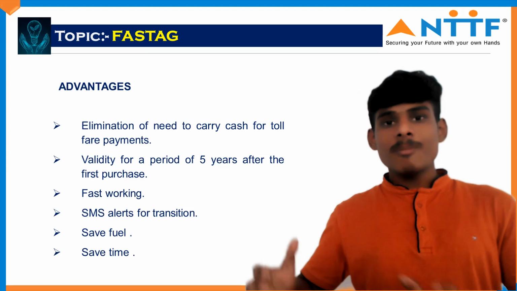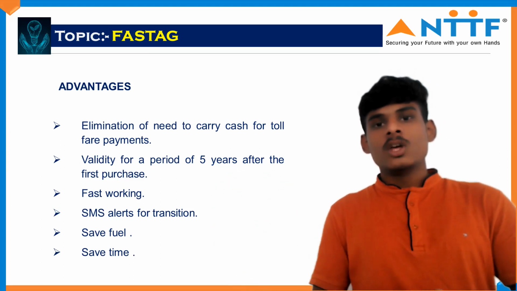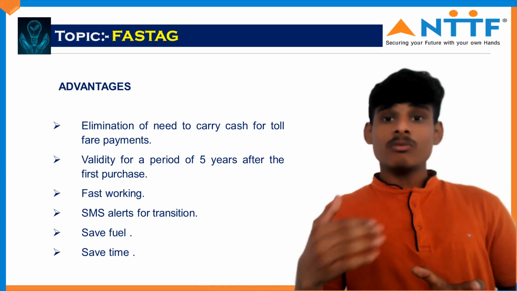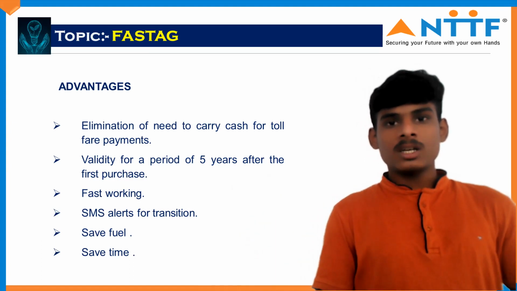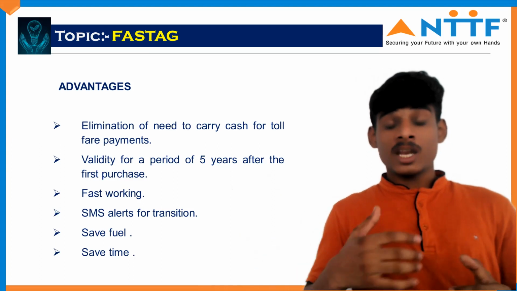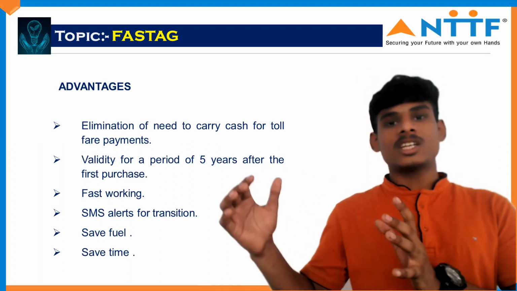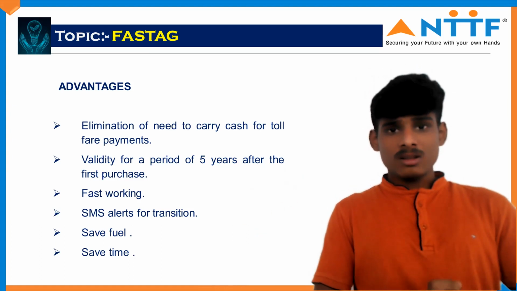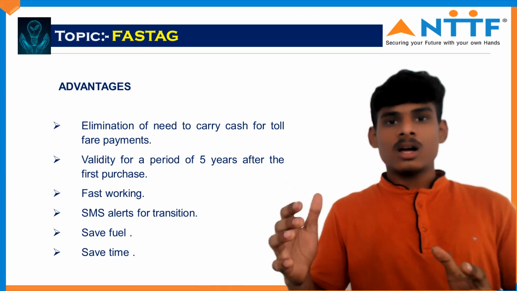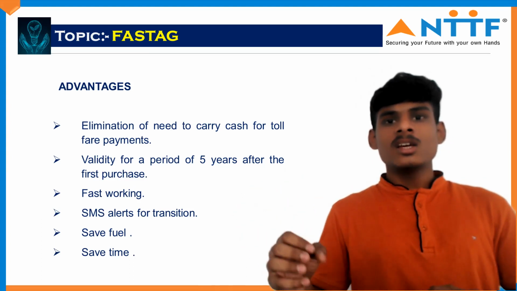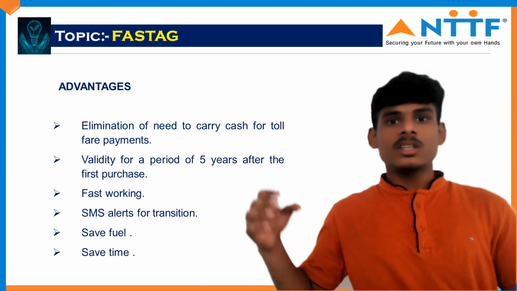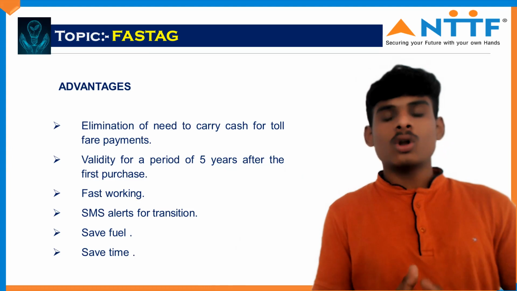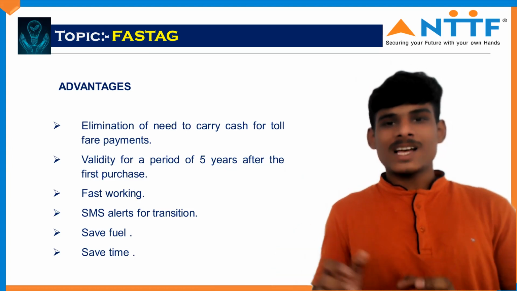As you know, in manual operation we need to pay some money at the toll, and in that condition we need to carry money with us. But by using this FASTag technology, we are able to eliminate the need to carry money with us. But how? Because the cash will be directly deducted from the account which is linked with the FASTag technology. So we do not need to carry money because of this FASTag technology.